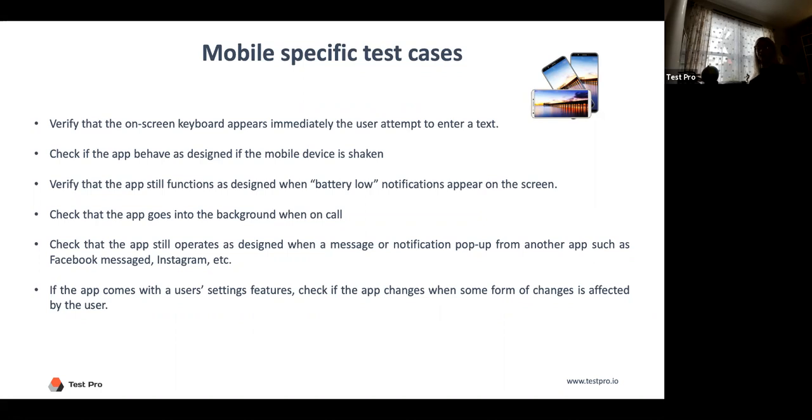Next one, check that the application still operates as designed when a message or notification pops up from another application, such as Facebook messages, Instagram, and everything else. For example, you're reading emails or a newspaper on your phone, and one of your friends posted something on Facebook or Instagram, and there is a pop-up on the screen. Make sure this pop-up doesn't break your application. Once you're using your application and the pop-up comes, it goes away after a couple of seconds, and you're still able to use your application with the pop-up and without. This interruption shouldn't break your application.